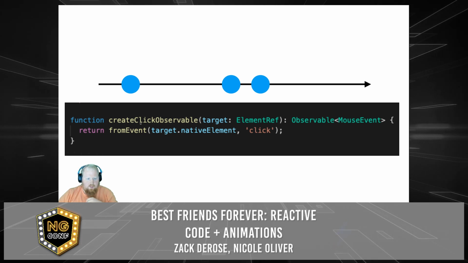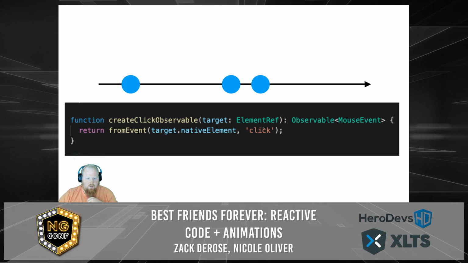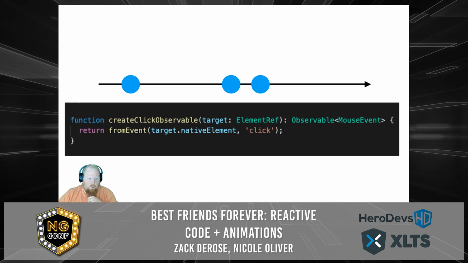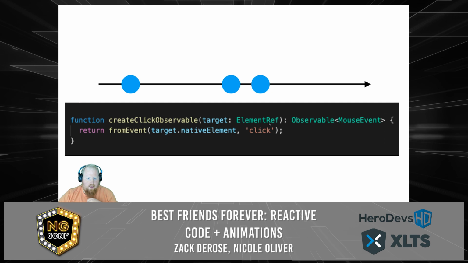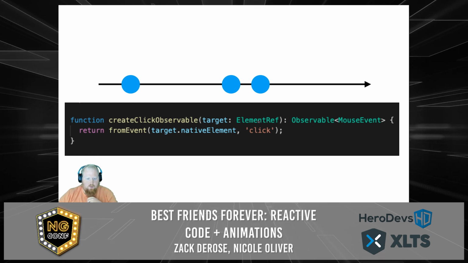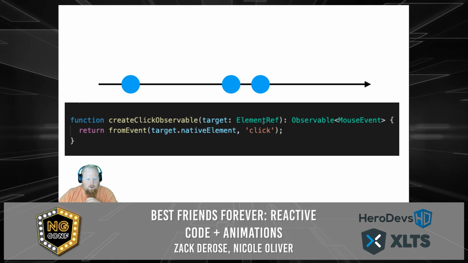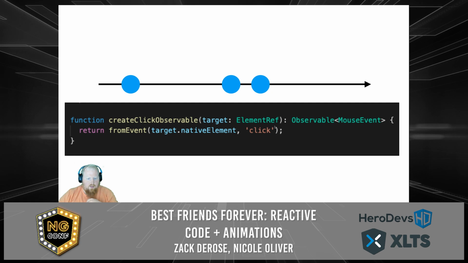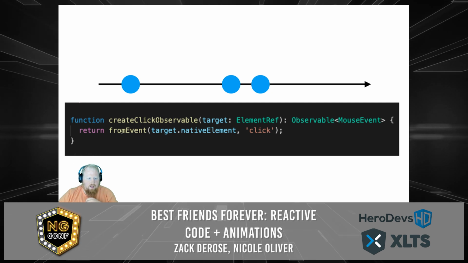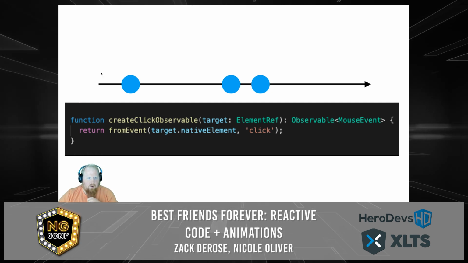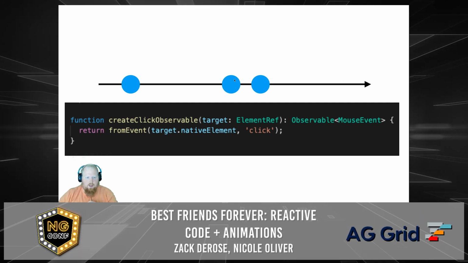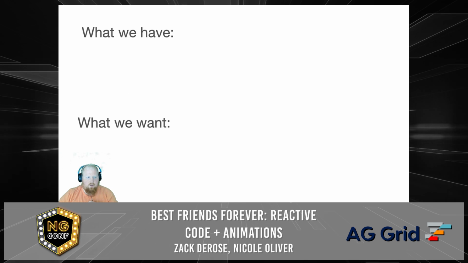Right here we can see a piece of code to create an observable of mouse events from a button's click. We're taking in an element ref, returned from the ViewChild decorator, and we are taking that target and taking its native element and the click event and passing it into the fromEvent helper from RxJS. And that gives us this nice observable or timeline of the clicks that have occurred.